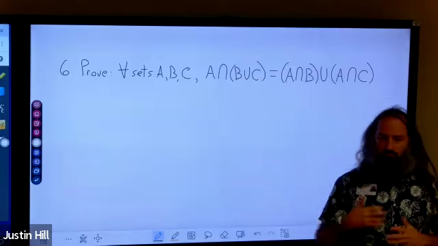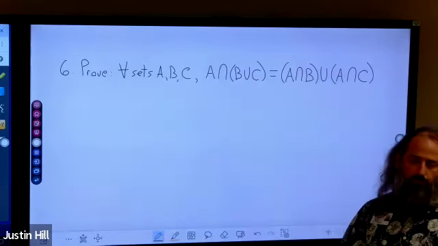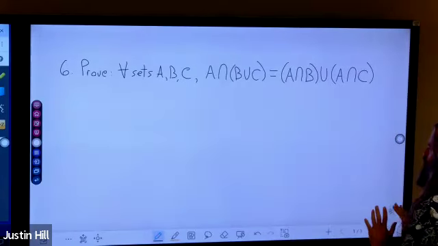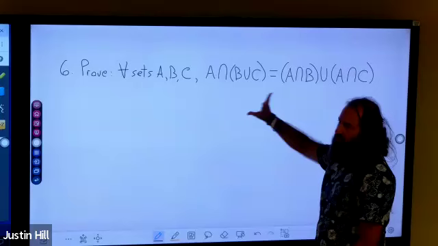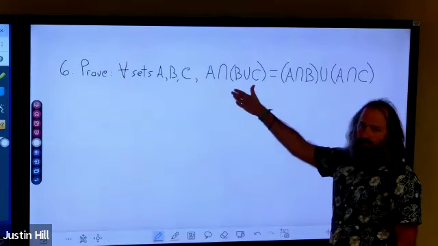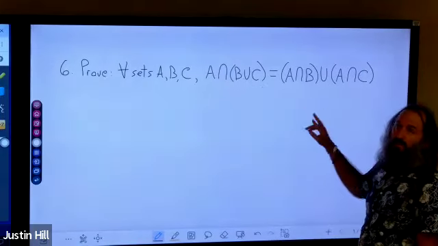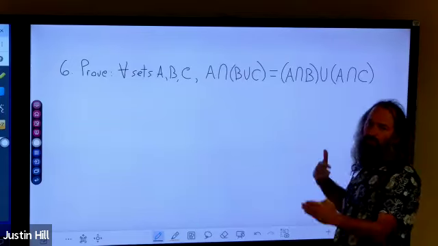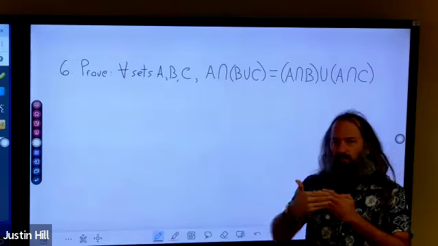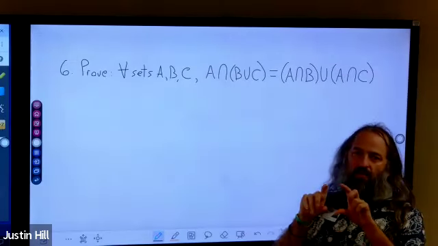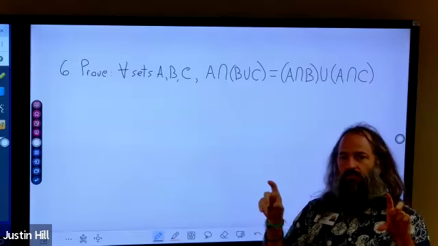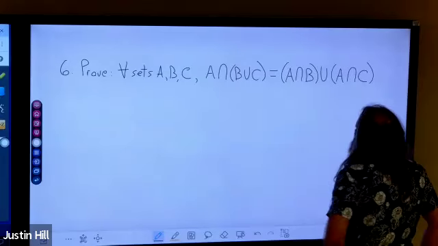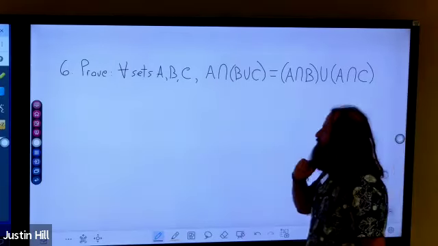We also looked at proofs where we had to prove one set was equal to another. Remember that to prove one set is equal to another, you need to show that the set on the left is a subset of the set on the right, and then vice versa. You need to show they're both subsets of each other, because the only way for that to happen is that they are the exact same set, with the same elements.